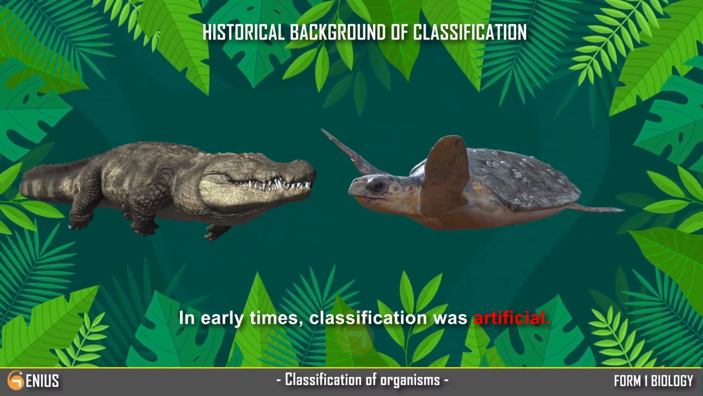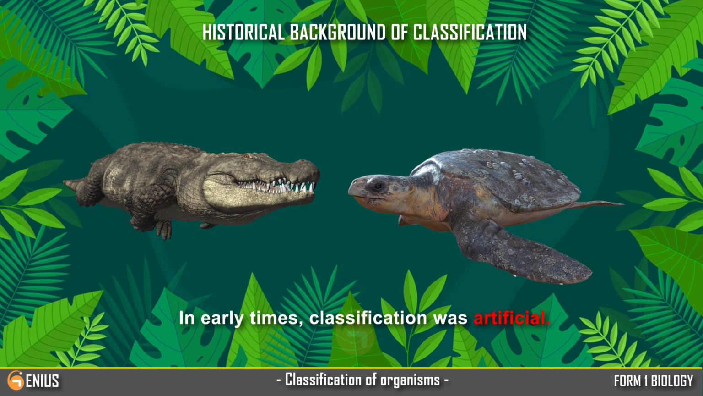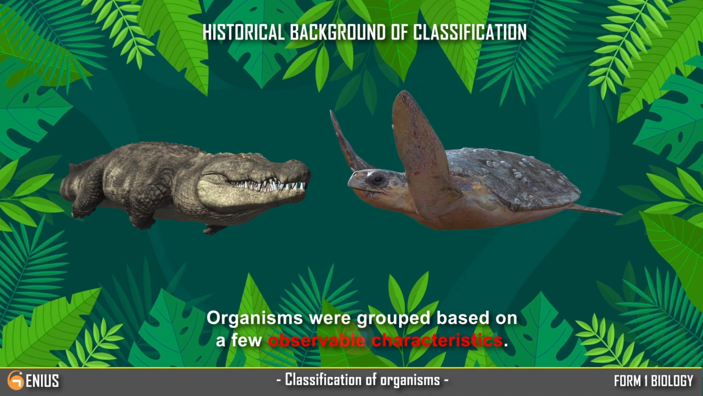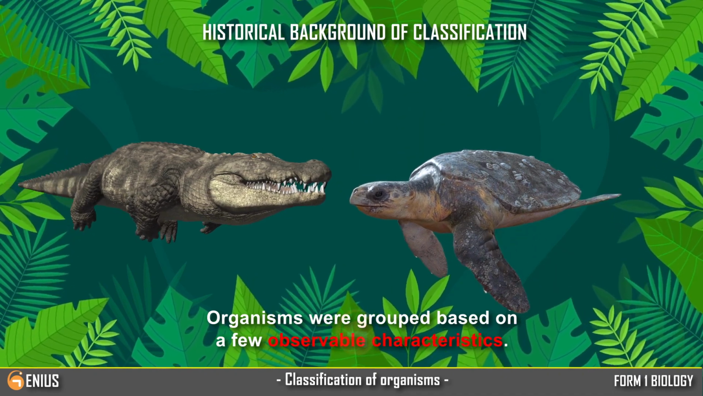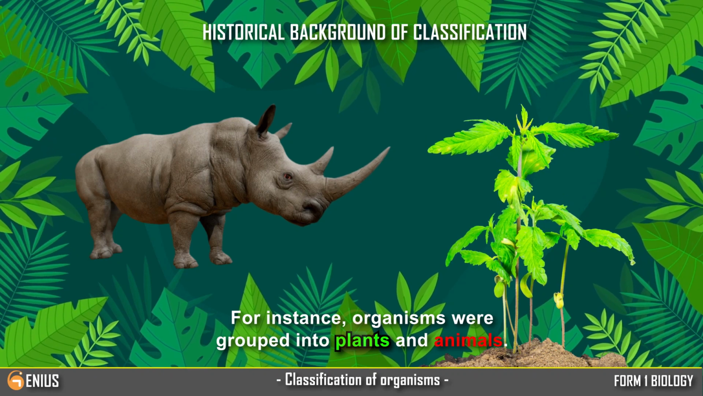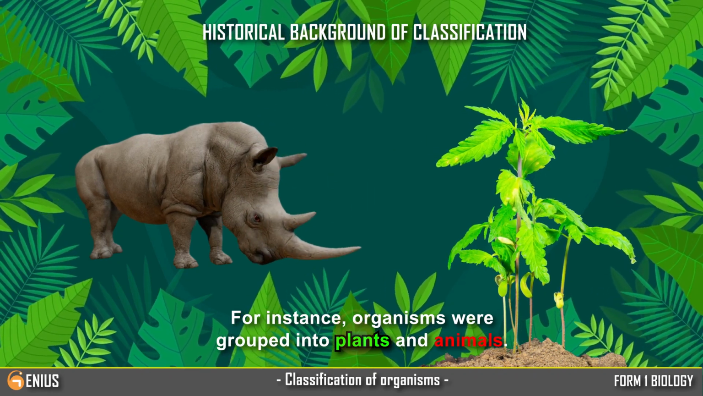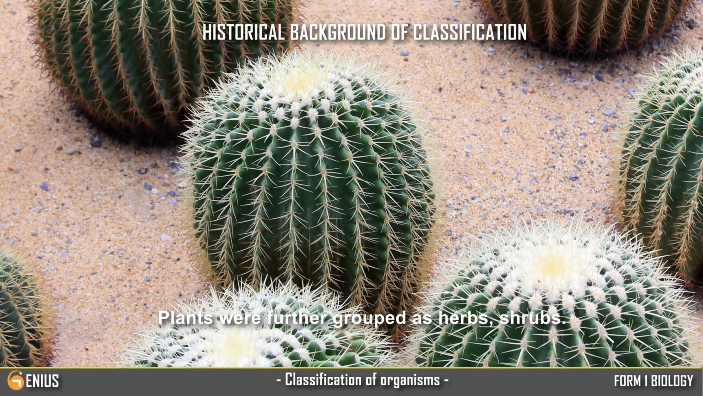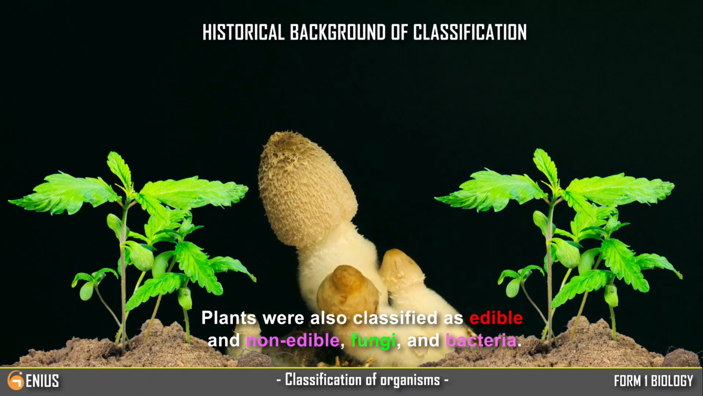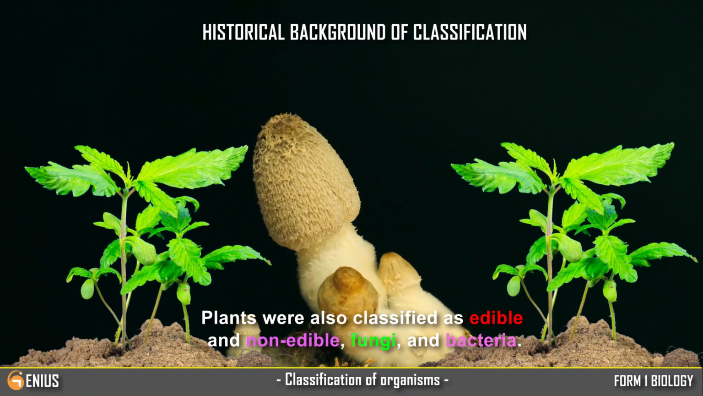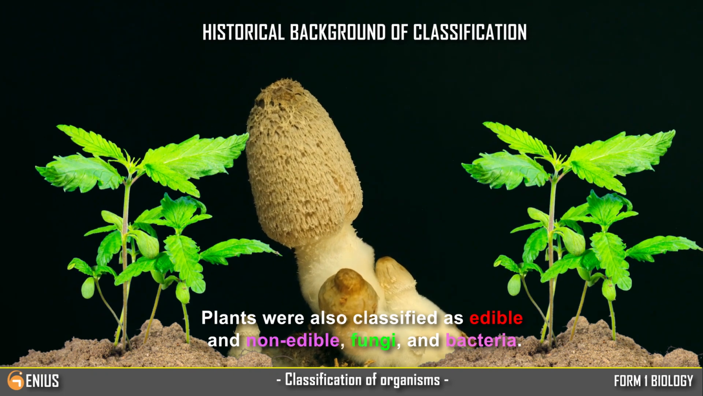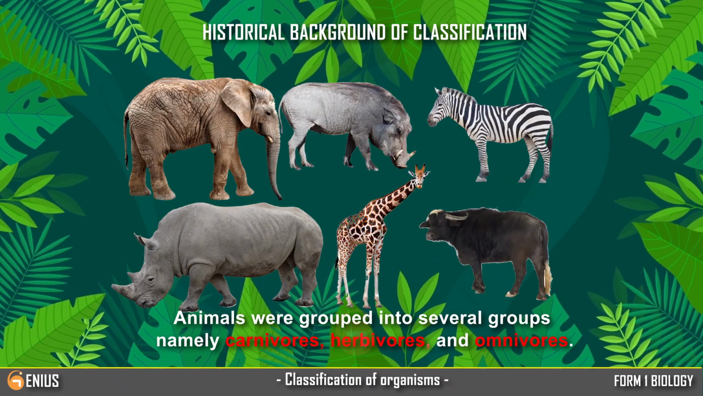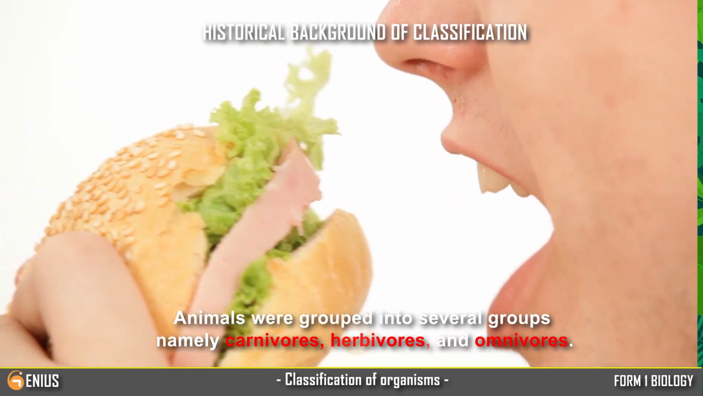In early times, classification was artificial. Organisms were grouped based on a few observable characteristics. For instance, organisms were grouped into plants and animals. Plants were further grouped as herbs, shrubs. Plants were also classified as edible and non-edible, fungi, and bacteria. Animals were grouped into several groups, namely carnivores, herbivores, and omnivores.